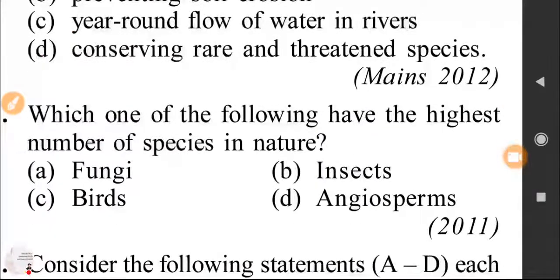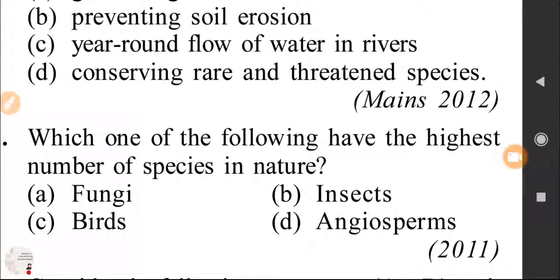Next is, which one of the following has the highest number of species in nature? The highest number of species in nature is of insects. If we talk about the number, 7 lakh species of insects are found. Sometimes in the rainy season we wonder how many insects have grown and where they come from. Actually they occur on the earth. 7 lakh species have been discovered yet, and many more are not discovered yet, of insects only. So that much diversity exists, and insects are also called the most successful land invertebrates.